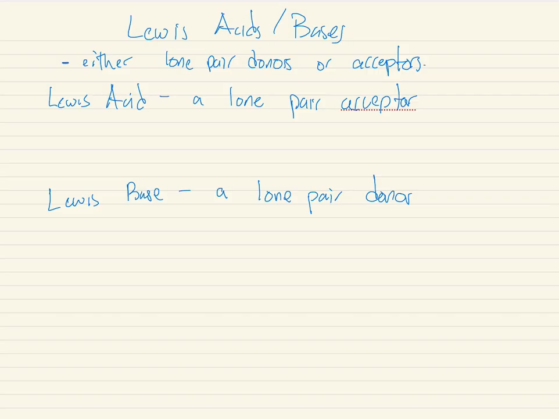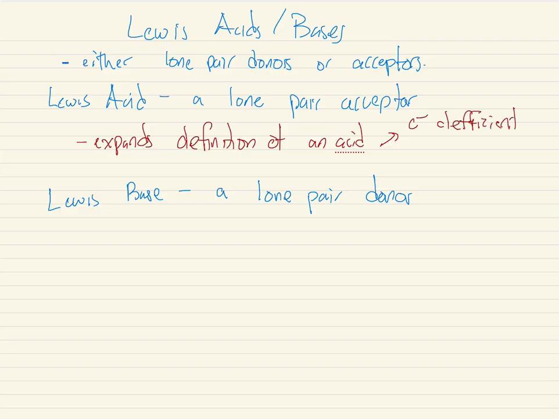And so what this does is it expands the definition of an acid, and it expands it to electron deficient compounds and highly charged metal ions. And those are usually going to be D block metals.